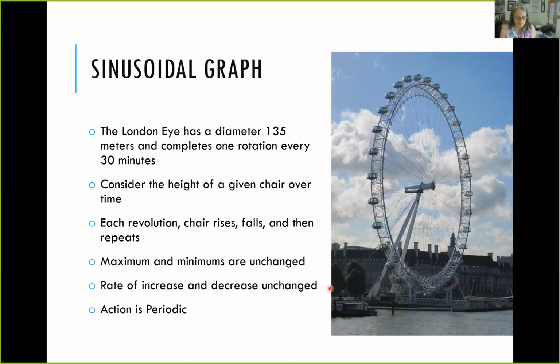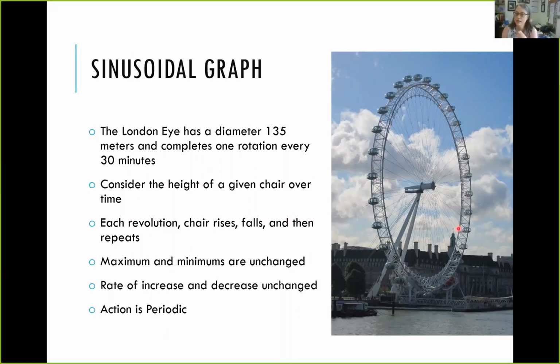Now, let's talk about the height of a chair on this thing, just the height, not the x dimension, just the vertical. So it goes up, reaches the top, and comes back down. And does it again. It goes up, reaches the top, and comes back down. So for each revolution, a chair rises, falls, and then on the next revolution, it repeats it.